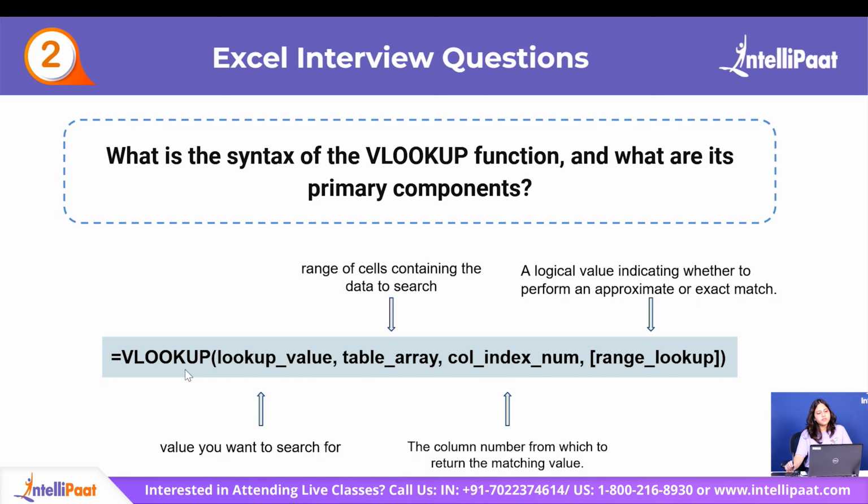As you can see over here, we have the syntax for the VLOOKUP function, and our first parameter is the lookup value. Now this is the value that you want to search for in your entire data set, right? Then your next parameter is your table array. Now this is the range of cells containing the data to search. Now in your entire Excel sheet, what part of the data set do you want to give to the function where you want to search for your lookup value, right?